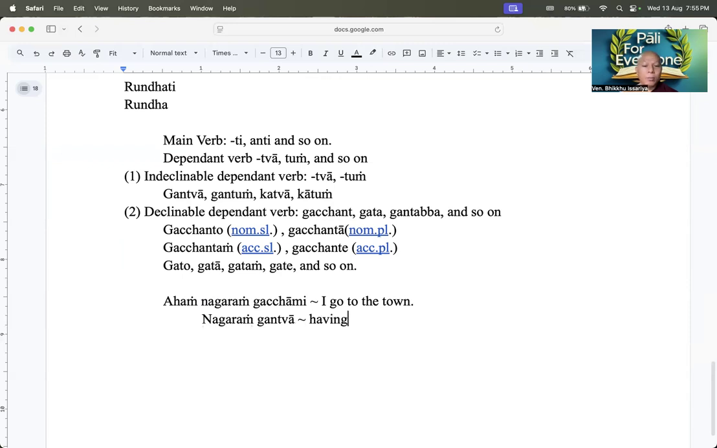That is when they are called the verb form, a part of verb. So, having gone to the town. And also, to go, Nagaran, Kanto, so to go to the town like that.